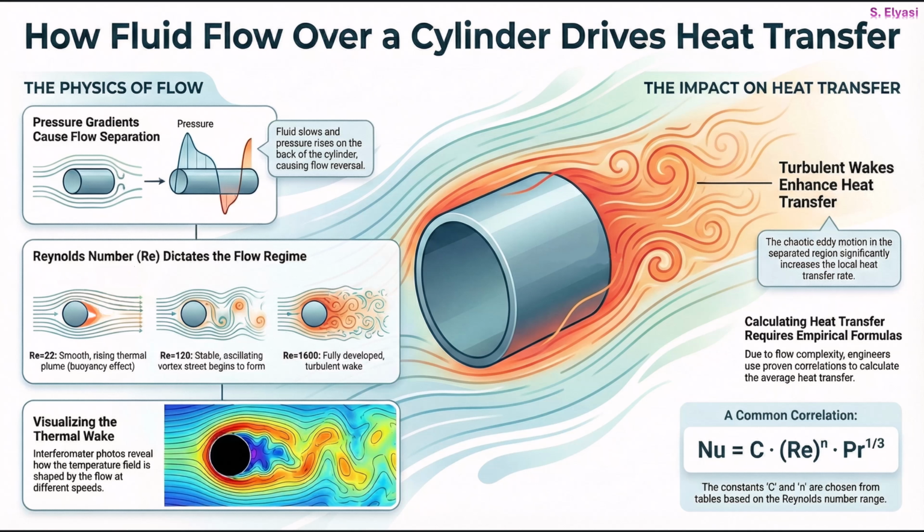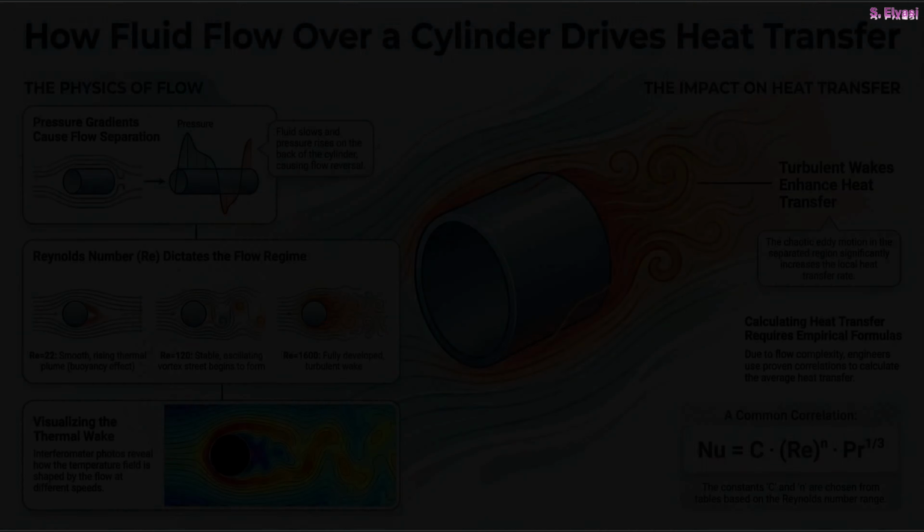And finally, what's the big implication here? Well, all that chaotic, swirling motion in the wake actually ramps up the local heat transfer rate a lot. And since the physics get super complex, this is where we as engineers bring in a bit of a shortcut. We use a proven formula, one that links the Nusselt, Reynolds, and Prandtl numbers to get a really solid calculation for the average heat transfer without getting bogged down in all the crazy math. So really, understanding that connection between pressure, the Reynolds number, and that flow separation, that is the key. It's essential if you want to design effective forced convection systems and really nail your thermal management.